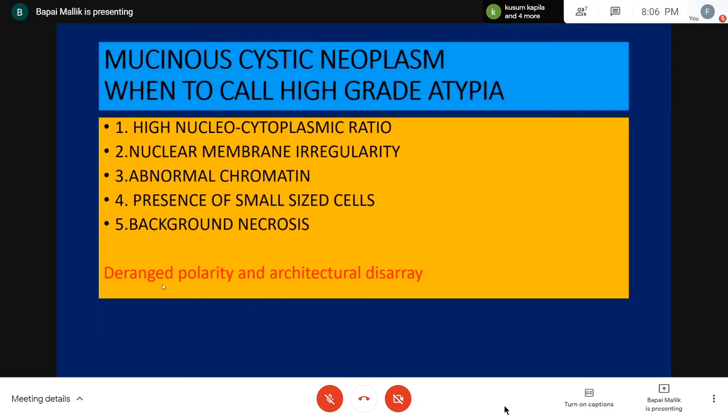So, what are the important features that you look at in order to say if high-grade atypia is present? You try to look at a high nucleocytoplasmic ratio. These are very predictive. Nuclear membrane irregularities, abnormalities of chromatin, presence of small size cells. Small means smaller than enterocytes, which are present on the smears, and presence of background necrosis. So these are 5 features which are considered to be important. In our experience, apart from these 5, if you look at the clusters and at the polarity of the cells, deranged polarity and architectural disarray is also something which suggests the presence of high-grade atypia.